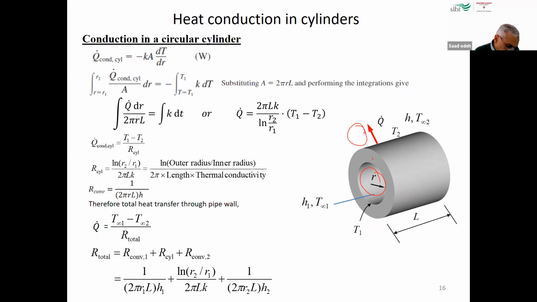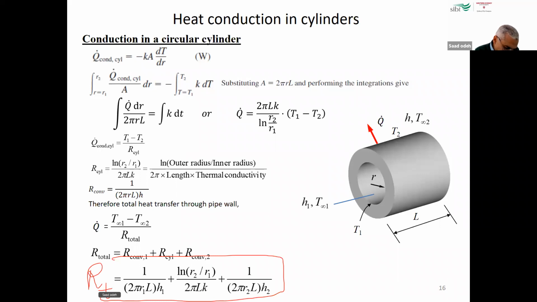So this is our convection inner and our convection outer, plus the thermal resistance by conduction, which is the cylinder one. Each one of them can be found by referring to this equation. Again, you don't need to memorize the equation, but if you know that we have a cylinder case, then just refer to this equation, because this will find our total.